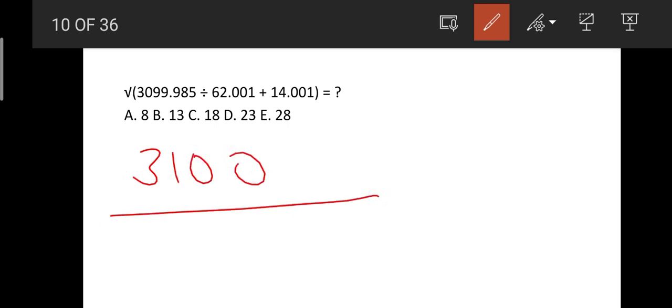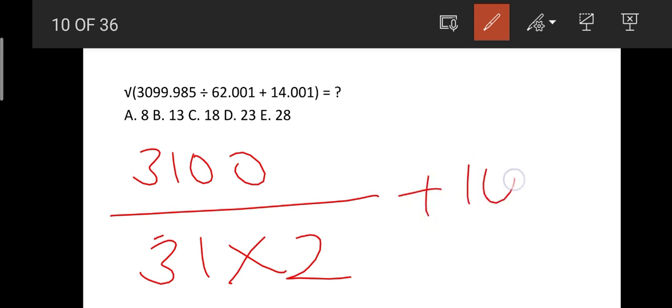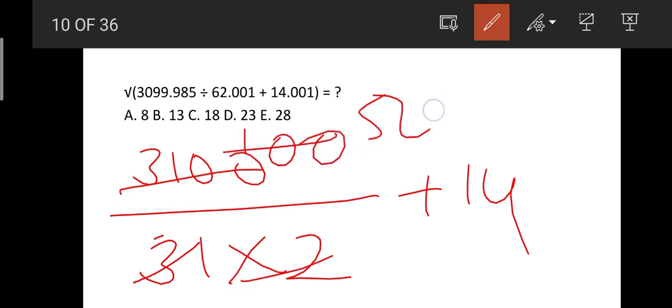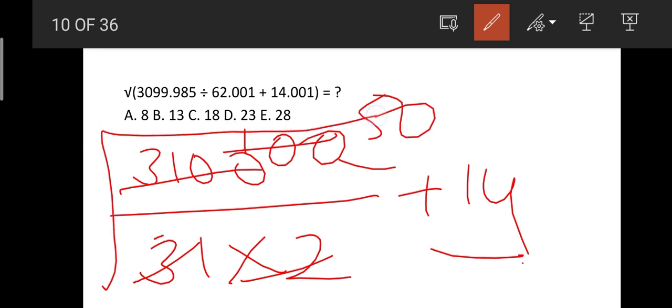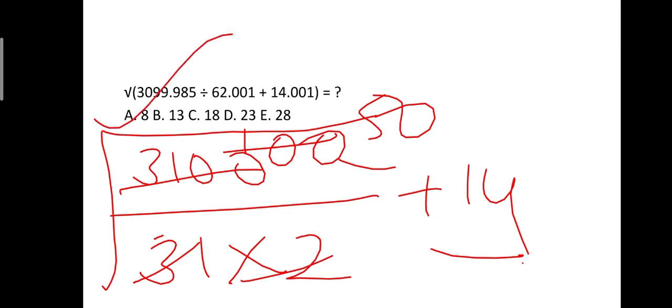Okay friends, I think you have understood this clearly. I'll explain you again. For 3099.985, I have taken it as 3100 divided by 62. Instead of 62, I have written it as 31 into 2, so that it becomes very easy for me to calculate. Then they have added 14. Okay, 31 ones, 31 hundreds, 2 ones, and then 2 50s. 50 plus 14, it is nothing but 64. Square root of 64 is nothing but 8. That is our first option. Okay friends, we'll be moving to our next question.